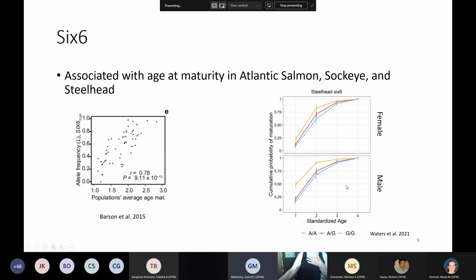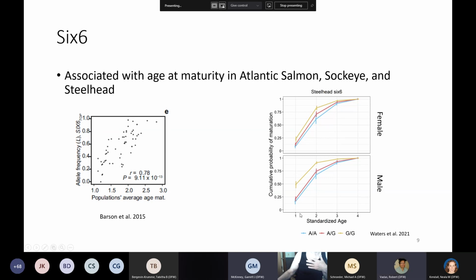And then in steelhead, this is looking at the data a little differently. This is from a recent paper by Waters et al. And this also looked at Chinook and sockeye, and it found that six6 also had a significant effect in sockeye as well, but they didn't provide a chart like this. So this is a different way of looking at the data. The age is on the x-axis, and the probability of maturing is on the y-axis.